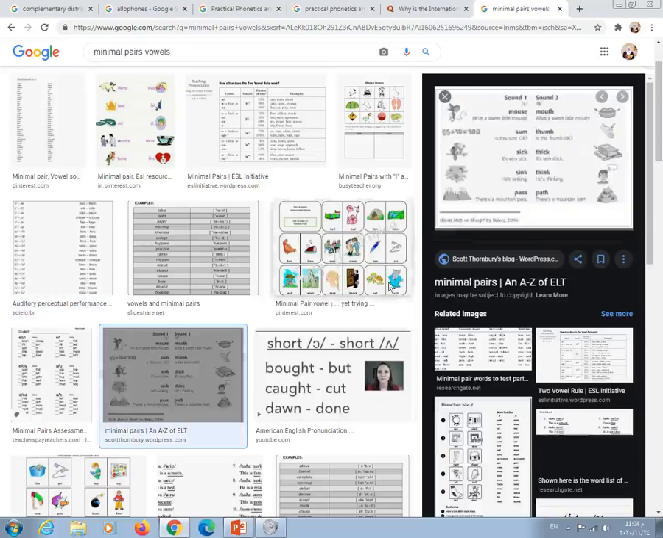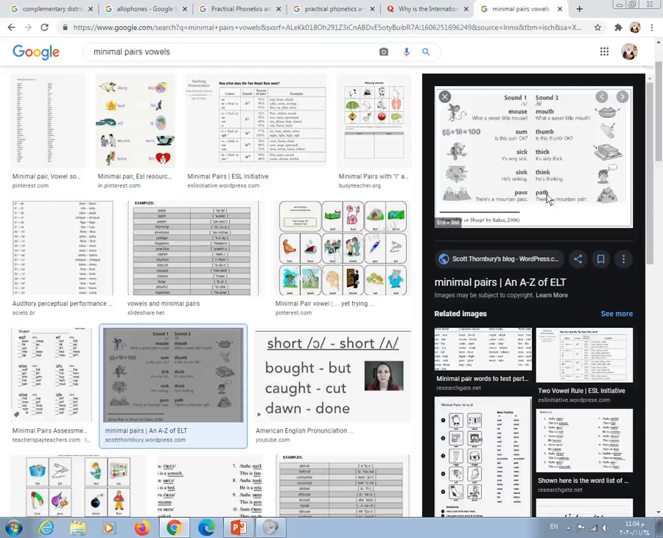Let's take another sound. We have mouse, mouse and mouse. They are identical in everything except in one. Some and sum. Some and thumb. Sick and thick. Sink and think. Pass and path. Bus and buss.